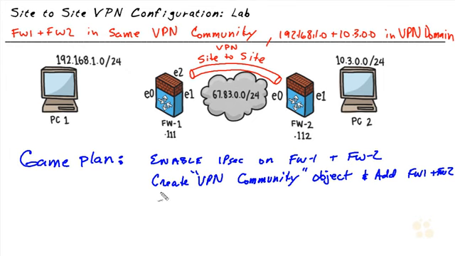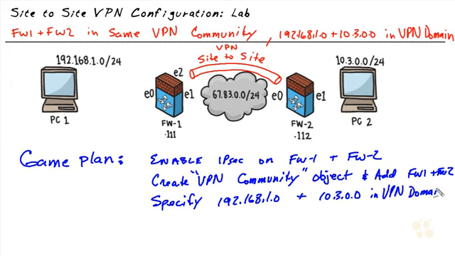Then third, we'll specify that as part of our VPN domain, the networks that are going to be protected and have the benefits of having this site-to-site VPN tunnel. Let's add 192.168.1.0, that's the internal network at Site 1 on the left, and we'll also add 10.3.0.0, which is the inside network on the right connected to Firewall 2. We'll also verify that Firewall 1 and Firewall 2 are both using their interfaces connected to that 6783 network as the interface they should use to set up those peering relationships with each other.